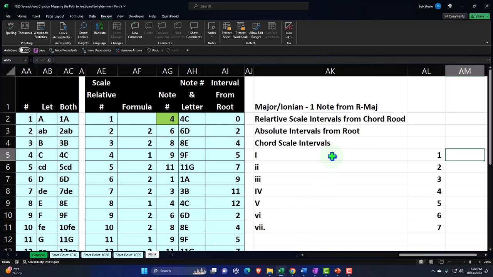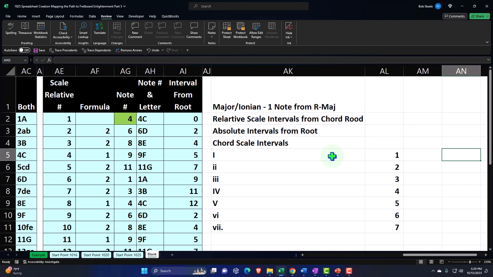Now we can think about, well, what does that actually mean? Well, that'll make a little bit more sense once we start to build this thing. So we're going to say we're on the scale notes. Let's do that first. So here's 1, 2, 3, 4, 5, 6, 7.